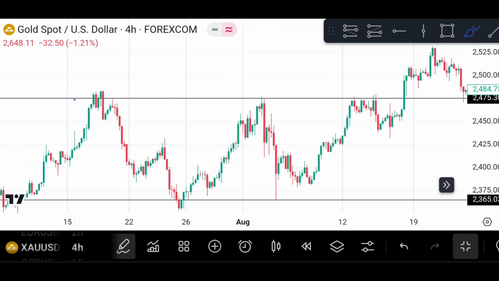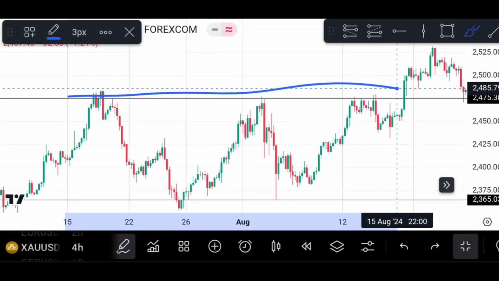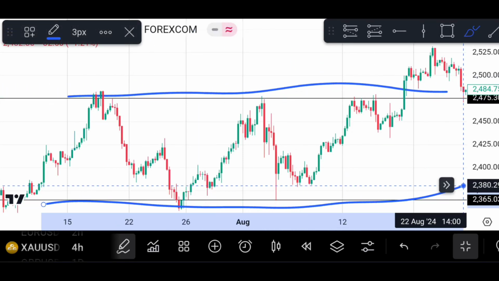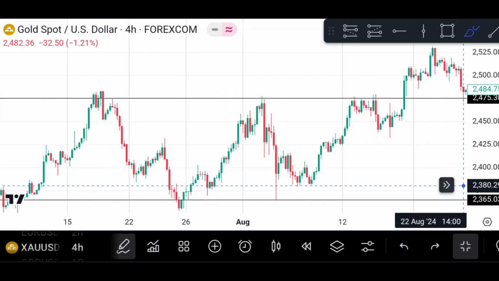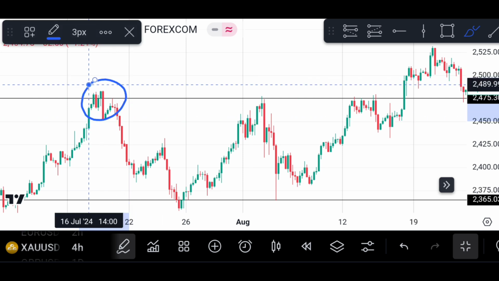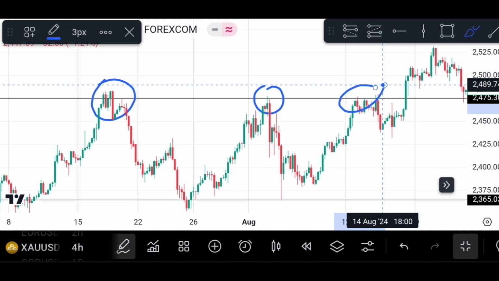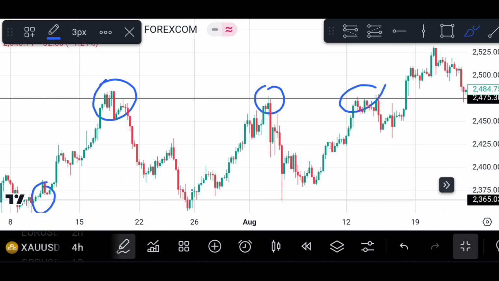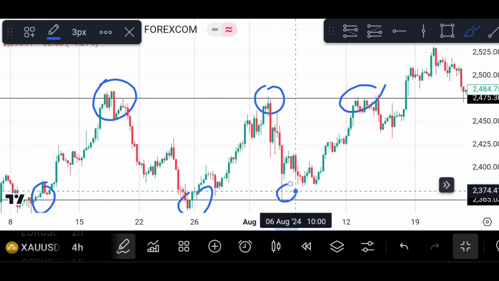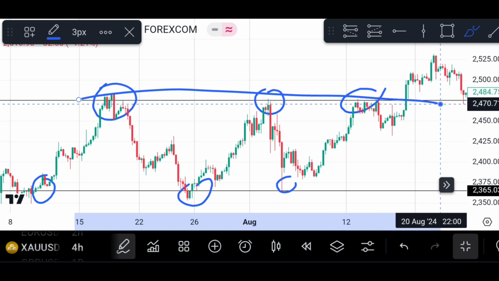Okay, you can see the asset I have right here is gold. Gold has been consolidating inside this zone for a very, very long time. As you can see, there was a reaction to this ceiling here, another reaction, another reaction. And when we look to the support, there was a reaction here, here, and here. So this area is a key zone.